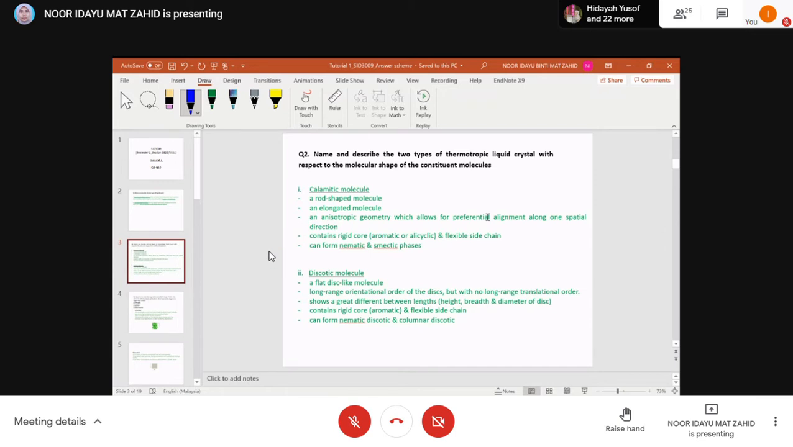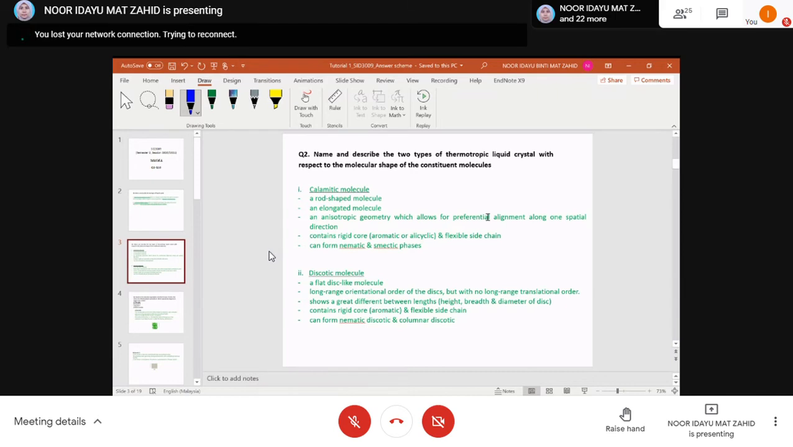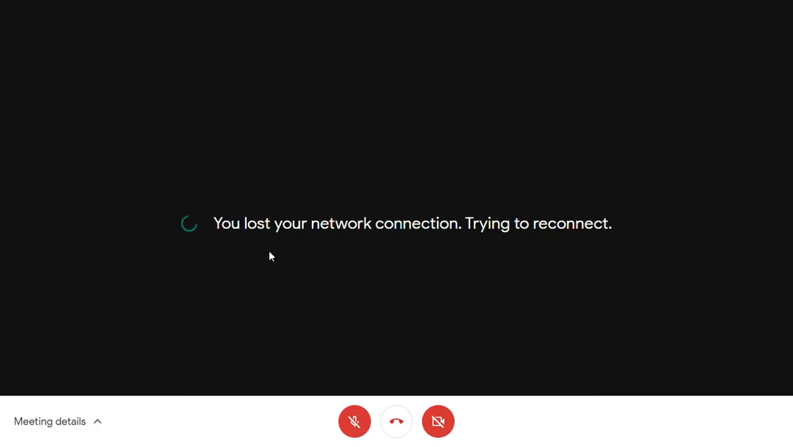Whereas for a discotic shaped molecule, it's flat like a disc, and the disc has long range orientational order but no long range translational order. It has a difference between length, height, breadth and diameter of the disc. So you notice that the molecular axis is usually shorter than the diameter for a disc shaped molecule.